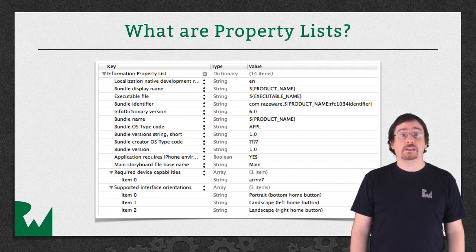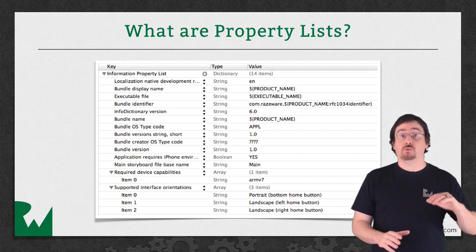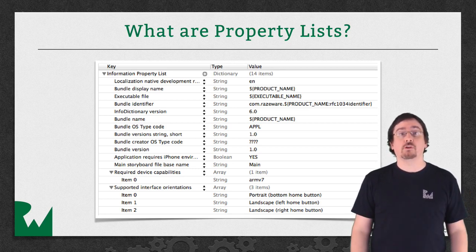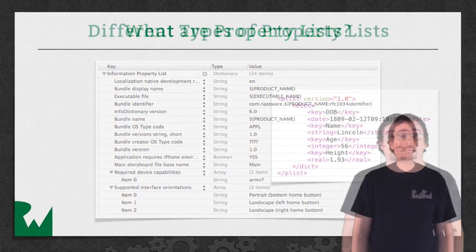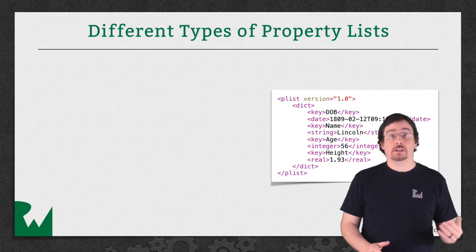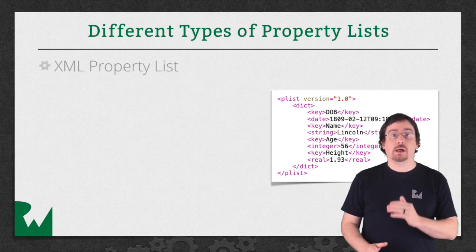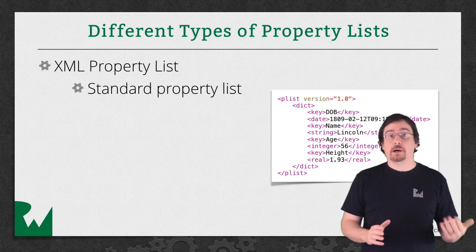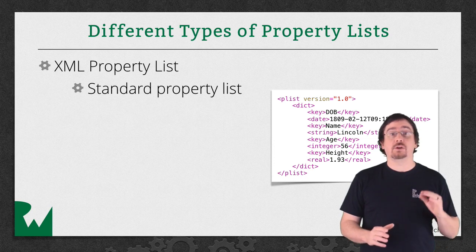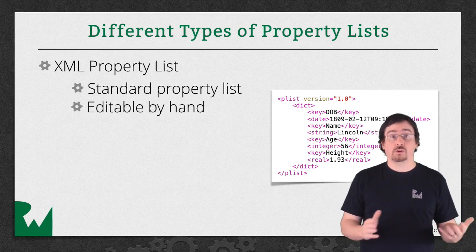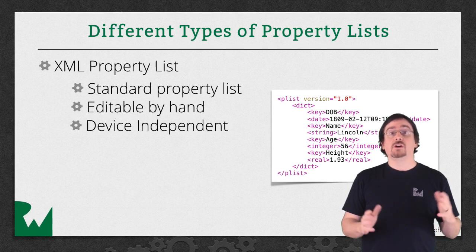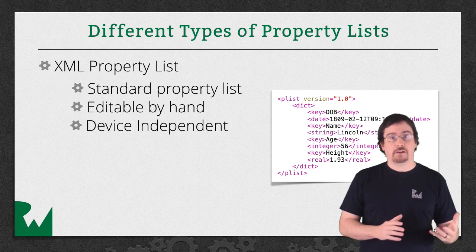You can read property lists in your app, which is a great way for storing configuration data, but you can also use them to model your object data as well. There are three types of property lists. The first kind is an XML property list, and this is the default property list. What's nice about an XML property list is that you can edit them via the property list editor, or you can just edit the raw source code if you want. This means your property list is device independent, which is useful when you are working across platforms.